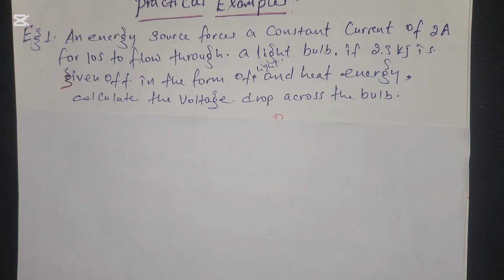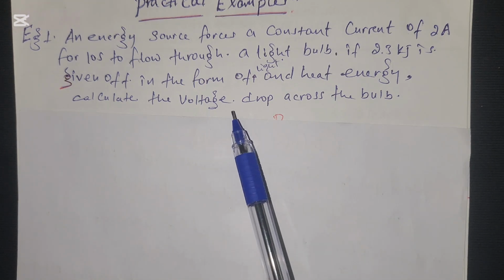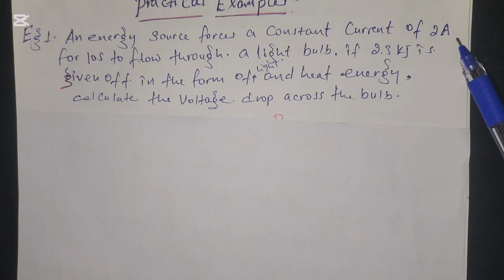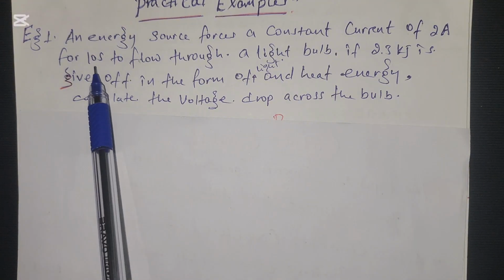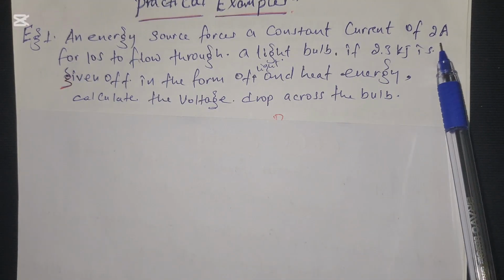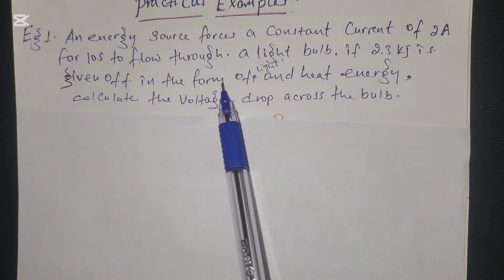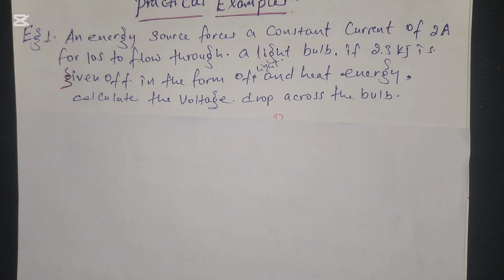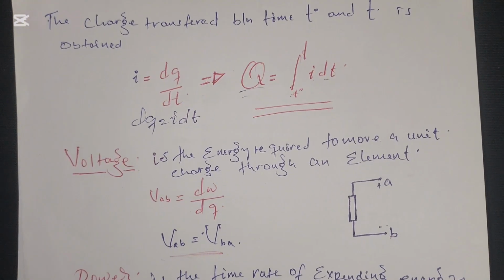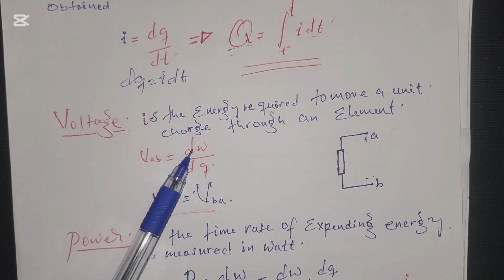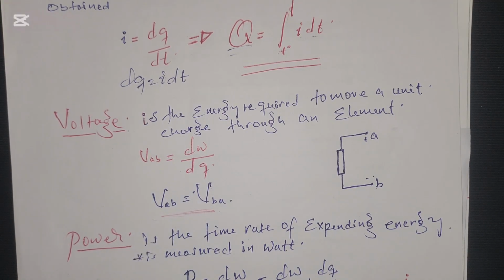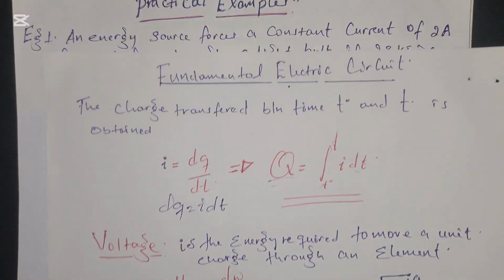So we are asked to calculate the voltage, and we are given 2 ampere of current, which is flowing for 10 seconds, a current in time, and 2.3 kJ is given off in the form of light and heat energy. So we are given the energy, the amount of dissipated energy. We know from the previous equation that VAB is given by dW over dQ.